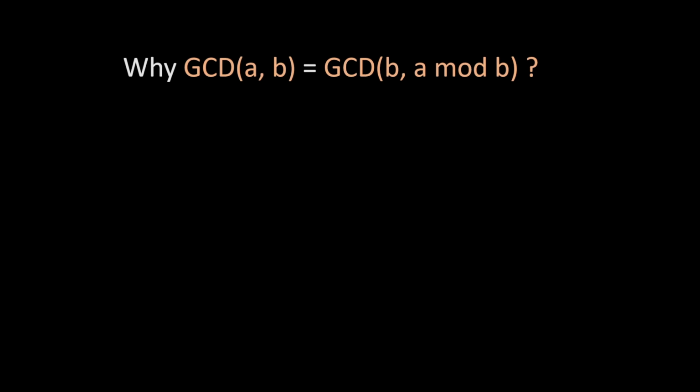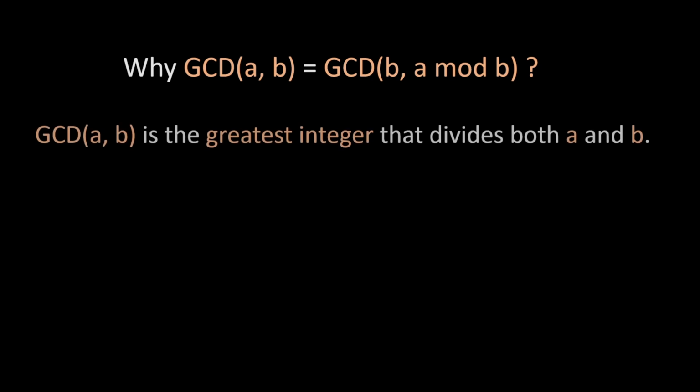Why the GCD of A and B is equal to the GCD of B and A mod B. A mod B is the remainder when A is divided by B. I assume you know what GCD is, but just to be on the same page, the GCD of two integers A and B is the greatest integer that divides both A and B.